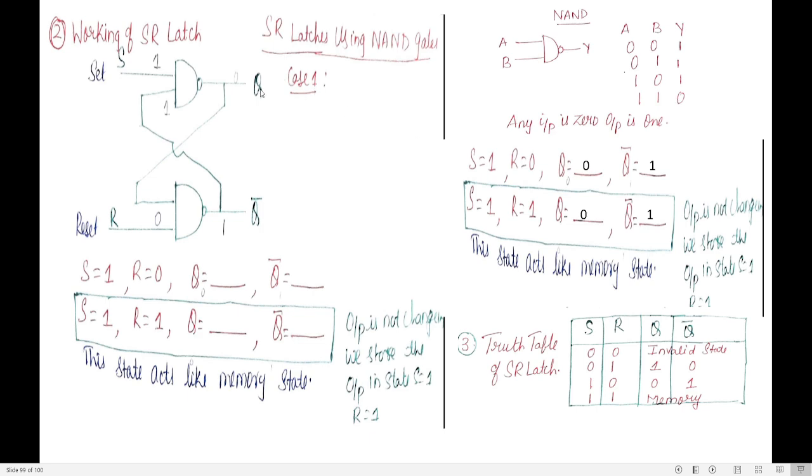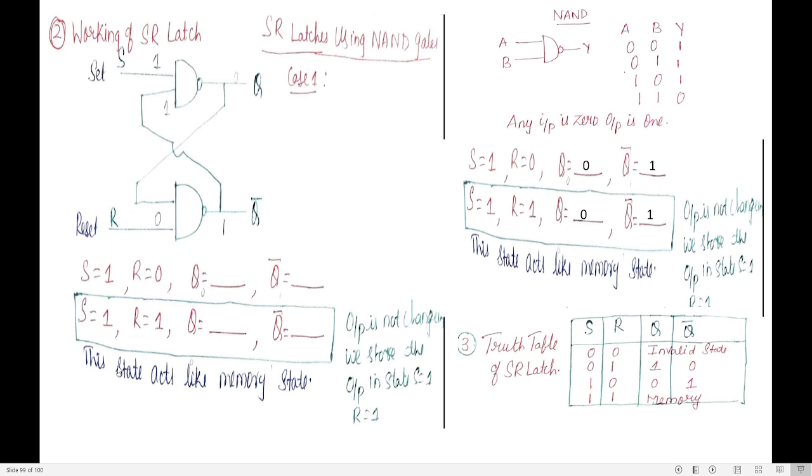So you make Q as what? 0. Bring that output here, write Q as 0. When S is 1, R is 0, Q is 0. Now that 0 is passing through this wire and coming here. So it is 0, 0, which is nothing but what? 0, 0 is 1. So my output Q bar is 1. So write 1 here. So I am done with the first case.